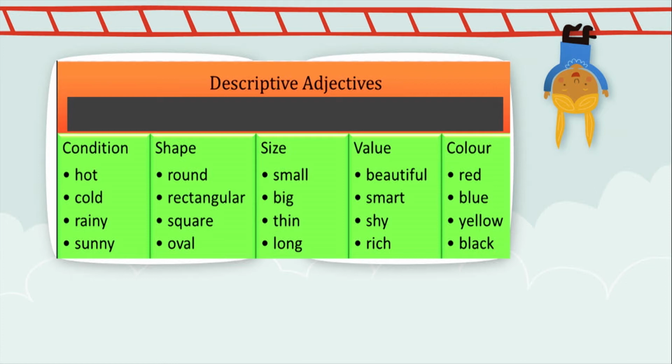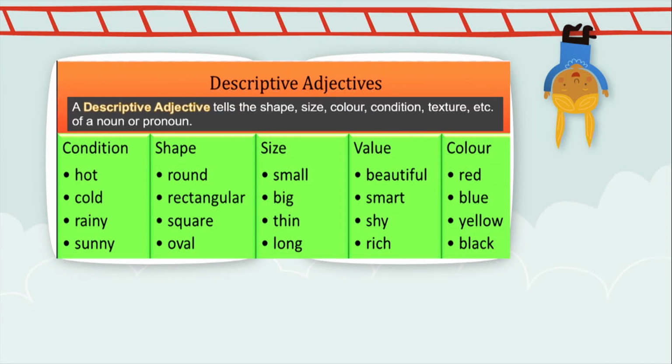I have some simple words. Small, big, thin, long. What words can you think about that describe size? You said gigantic. That's a good word. What else do you have? Humongous. I like it. Okay. The value of somebody. They can be beautiful, smart, shy, rich. You tell me some more. Good. Color. Red, blue, yellow, black. Can you think about a color I may not think about? That's a descriptive word. Very good.